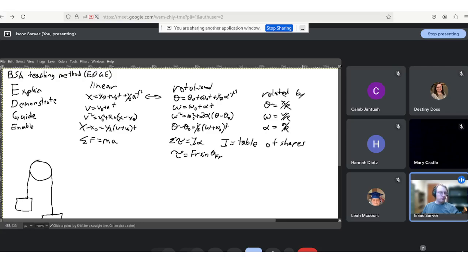The equations that I care about to this point so far have been the linear equations, the four linear kinematic equations, these guys here: x is equal to x naught plus v naught t plus 1/2 a t squared, all the way down to x minus x naught equals 1/2 (v plus v naught) t. And then Newton's law right here: the sum of forces acting on a thing is equal to the mass of the thing times its acceleration.